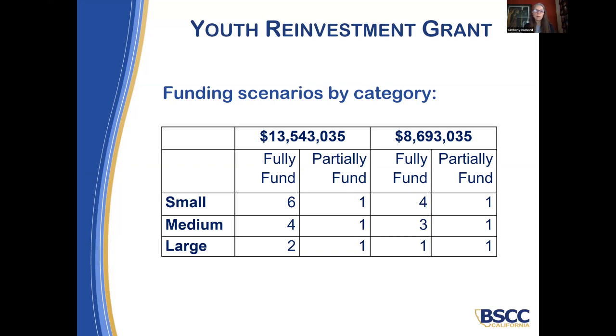And I thought I'd just pause briefly here to note that overall, we received 27 small requests that totaled about 13.8 million. We received 51 medium requests totaling just over 53 million. And we received 25 large requests totaling 45.5 million.